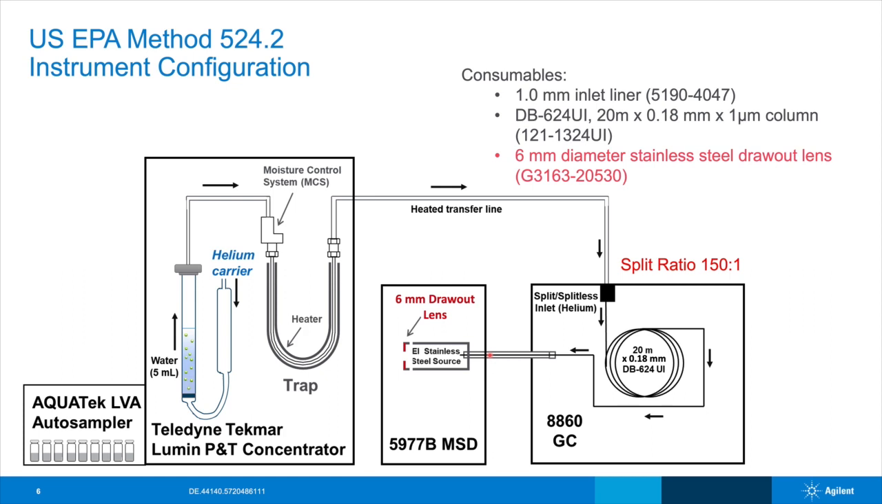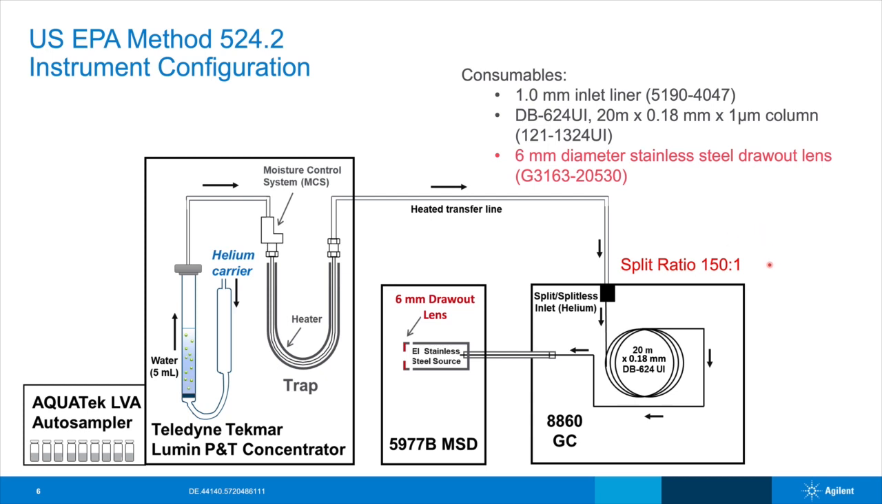Now, two key parameters that I want to point out. There's obviously a number of details that you need to be aware of when you set one of these systems up, but one of the key parameters is the use of a 6mm diameter drawout lens, which gives us better linearity and performs well in the presence of the water that is unavoidable with the purge and trap method. And the second one is the split ratio, shown here at 150 to 1.